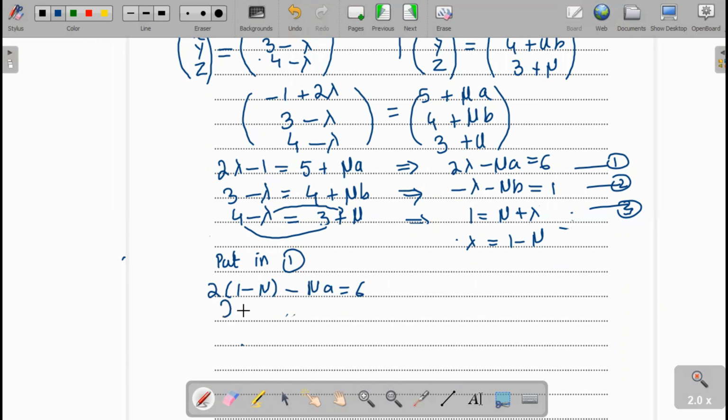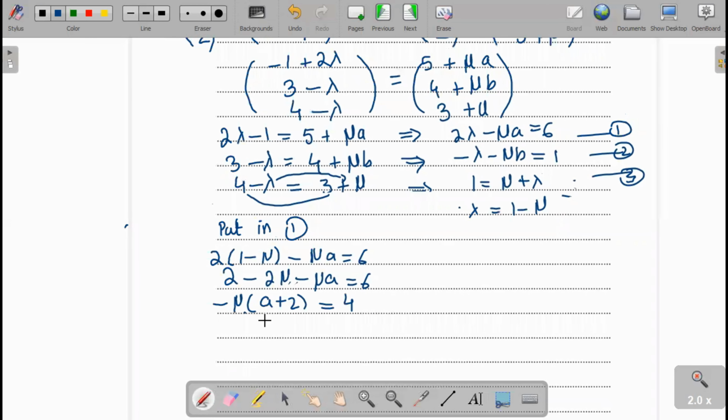Now we can write 2 minus 2 mu minus mu A equal to 6, and that is equal to minus mu, taken as common. We get A plus 2 into, we can write 2, 6 minus 2, that is equal to 2. Now here mu will be equal to 4 over A plus 2 over minus 6, and the minus is written as above. Now put this value in equation 2.